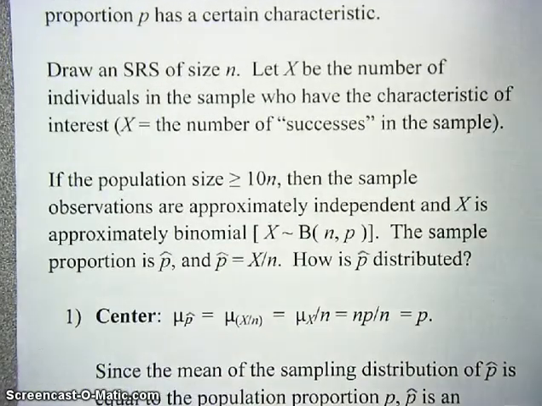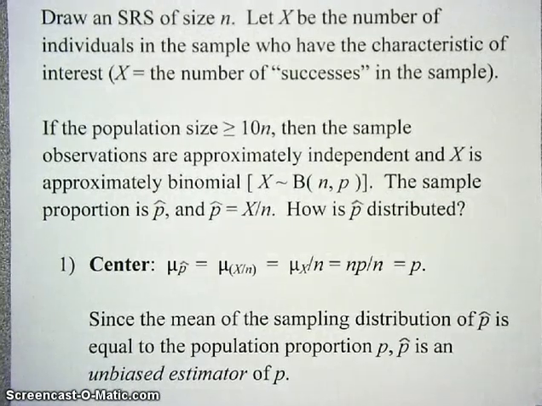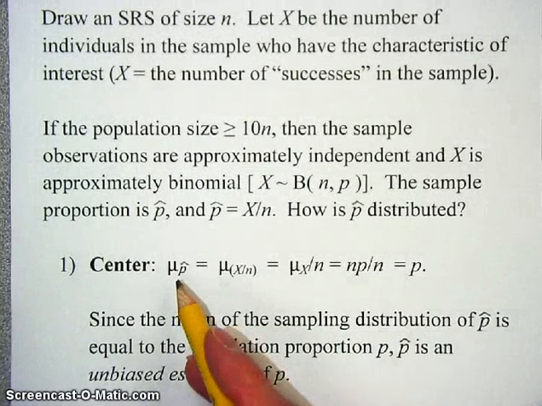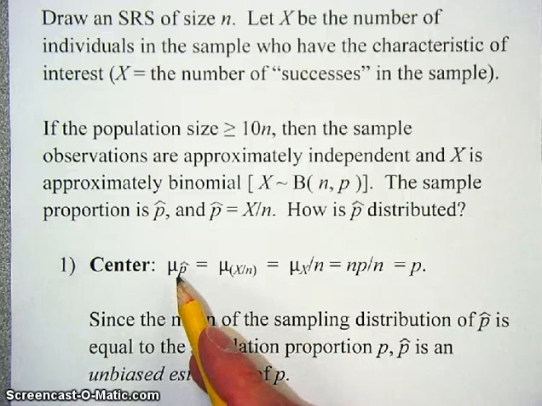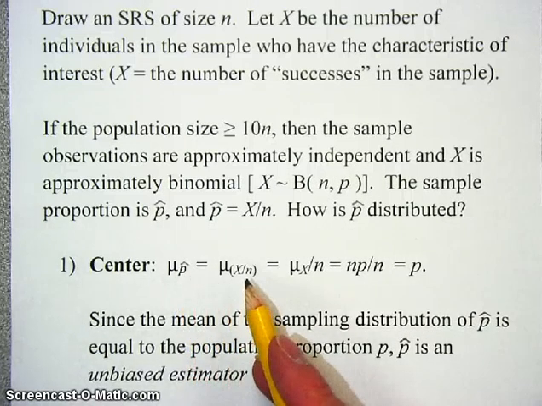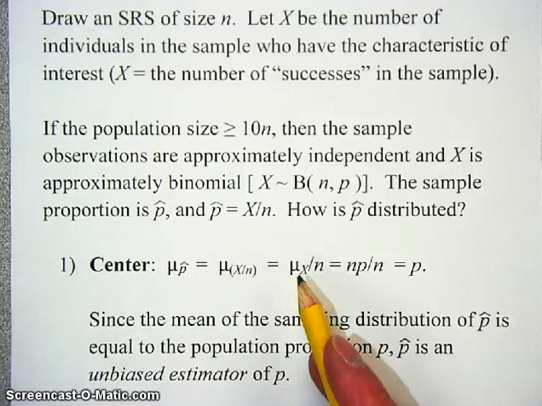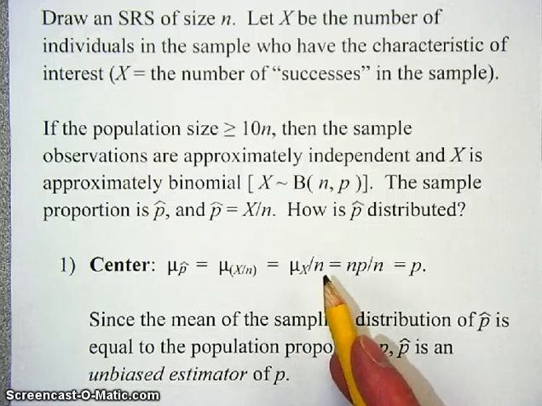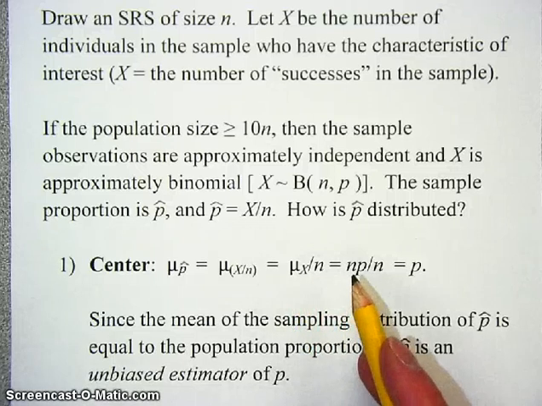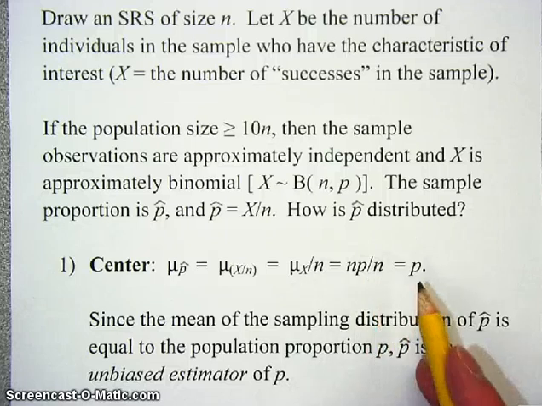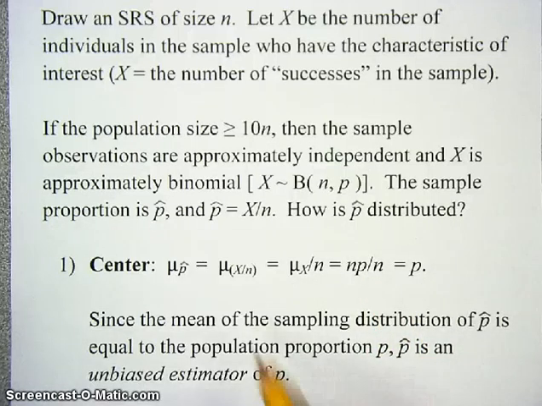Well, the center is quite simple. The center is the mean of the sampling distribution of p hat, and the mean of p hat is just the mean of x over n. But that's just a linear transformation of x. So the mean of x over n is just the mean of x divided by n. Since x is binomial, the mean of x is n times p. N times p divided by n is just p. Well, that's nice. The sampling distribution of p hat has its mean at p.